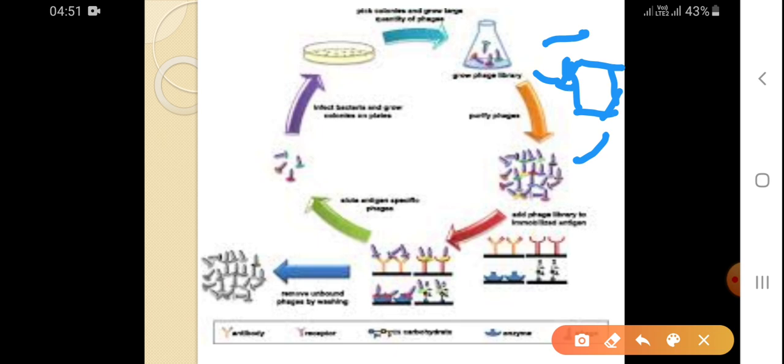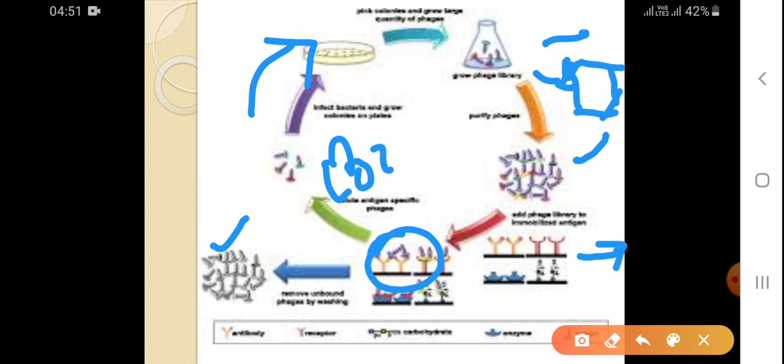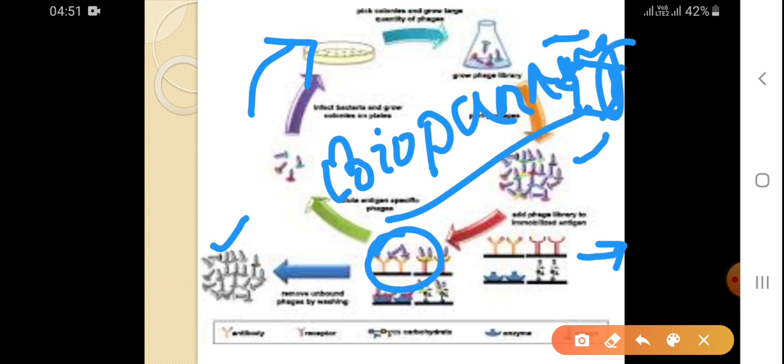Now after this, there is an immobilized antigen. So the antigen is immobilized on a surface. You're treating this immobilized surface with these phages. Those which have affinity will bind to the surface, and those which do not bind are washed away. Those which are bound are selected or purified again, and then the cycle goes on. They are propagated, and this cycle keeps on going. And this is the technique of biopanning. Is that clear?